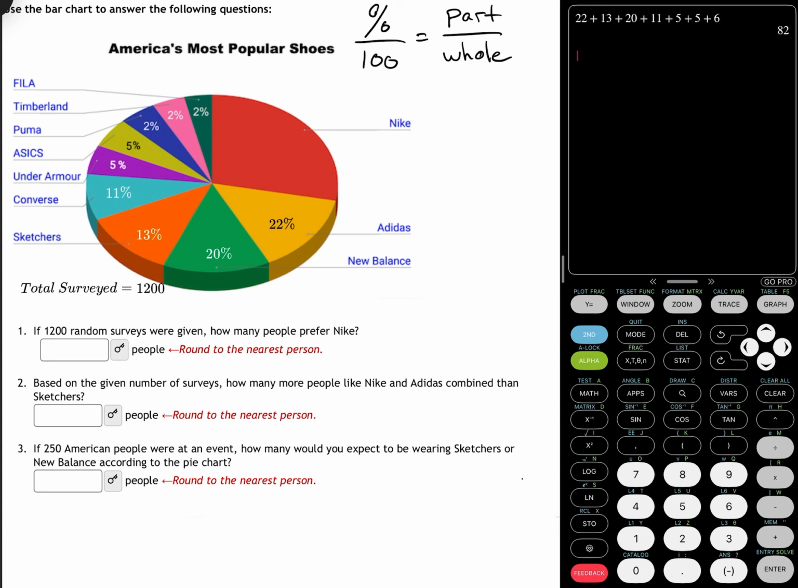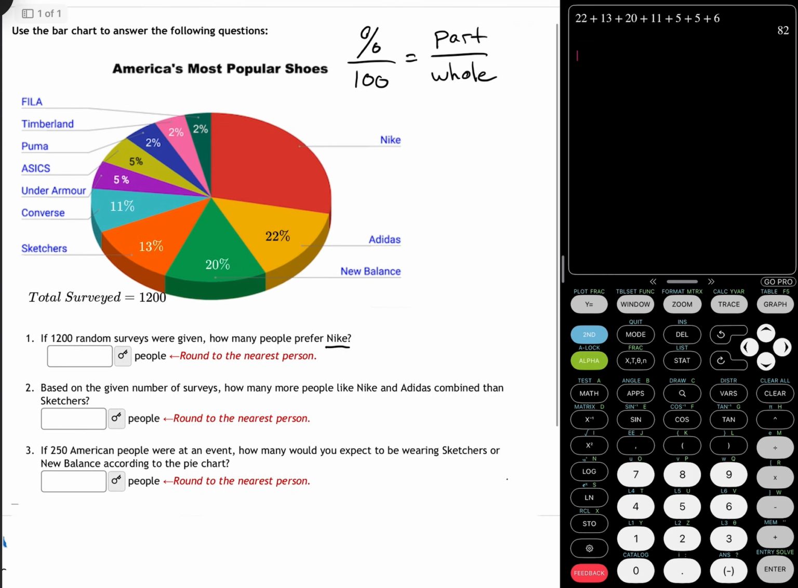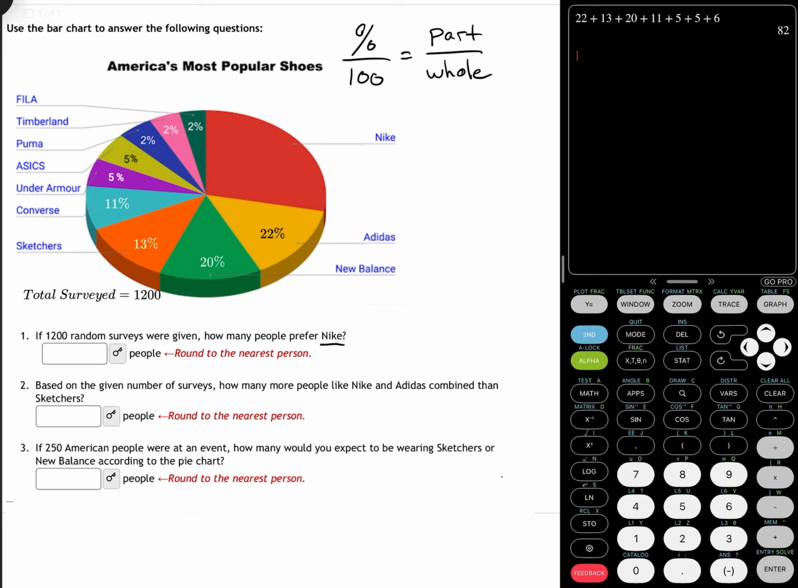And so, first of all, the first question says, how many people prefer Nike? Okay, well, in order to talk about Nike, we had to figure out what the percent is. And you see that's the one that's not given, but you have enough information. All the others add up to 82. And so that means that you can do 100 minus 82 to tell that this is equal to 18%. So Nike is 18%. That's how big that little sector is. And then that's going to get you up to 100 total.